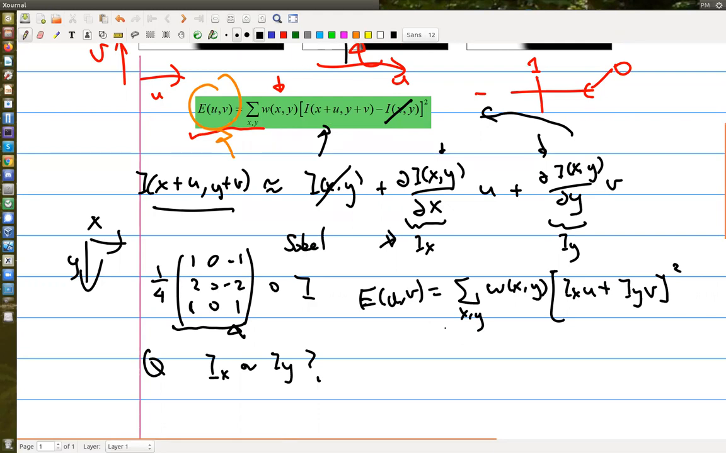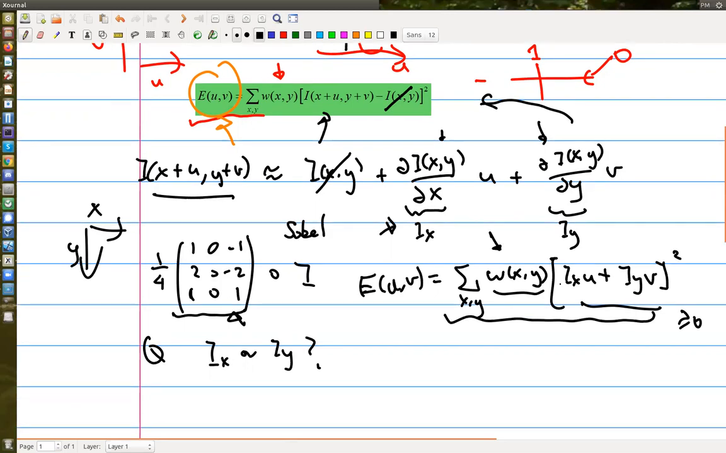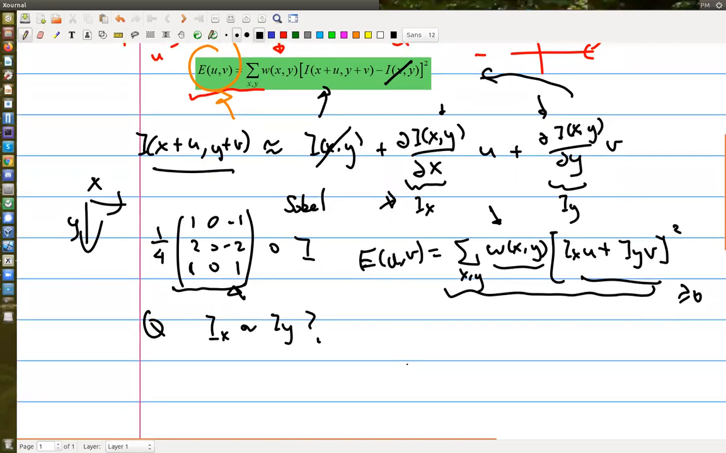Note that this expression is always positive no matter u and v, right? Because this window weight is always positive. The window is supposed to be positive. It's like a low pass filter, so all the coefficients are supposed to be positive. Maybe I didn't mention that, but a low pass filter is supposed to be like that. So therefore, this E(u,v) in general is positive.